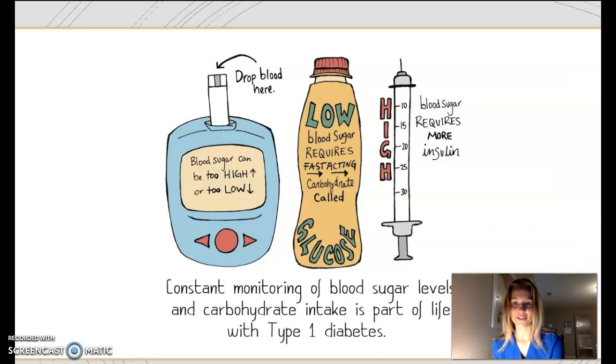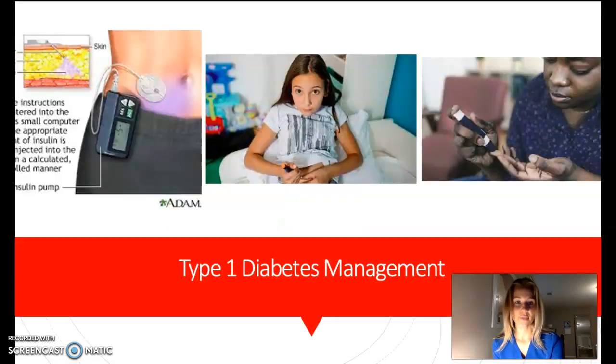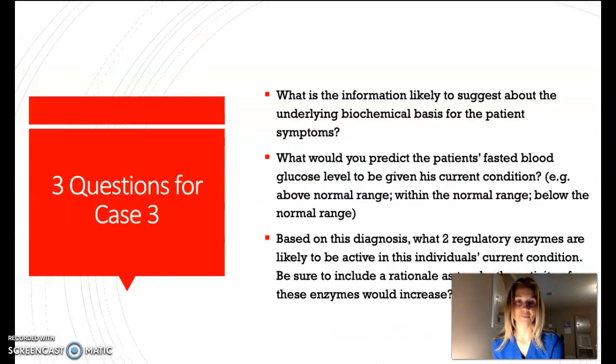I have this little picture that shows checking your sugars, how important that is: when your sugars are low, to be eating or drinking something with sugar, and if they're high, giving yourself some insulin. And then here we talked about diabetes management. And then here were the 3 questions that the mother of this young patient asked.